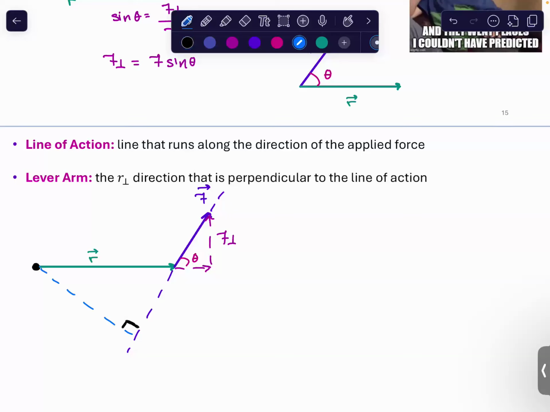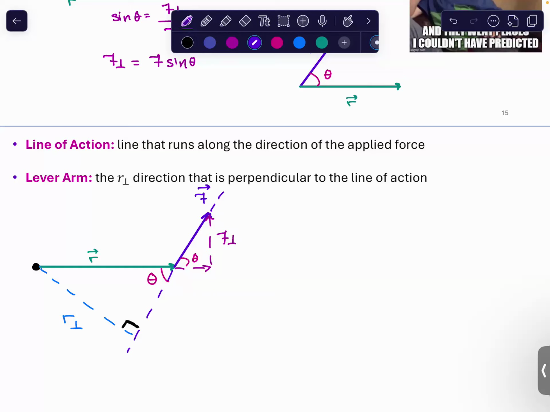So what we have now is the perpendicular component of the pendulum. Or in this case, that's going to be the lever arm. So the lever arm is your perpendicular component of your swing arm. And then your line of action is the straight line that goes along the force vector. In this case, we also have to think that this angle here is also going to be theta, because from geometry, vertical angles are always going to be equal.